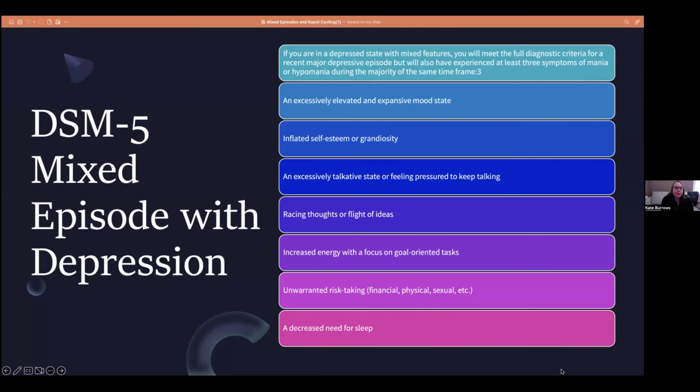So the mixed episode with depression is where you have a primarily depressed state, but with features of mania, such as an elevated mood state, self-esteem or grandiosity, excessively talkative, racing thoughts, increased energy. So kind of everything I just talked about, unwarranted risk-taking. So again, financial, physical, sexual, etc.